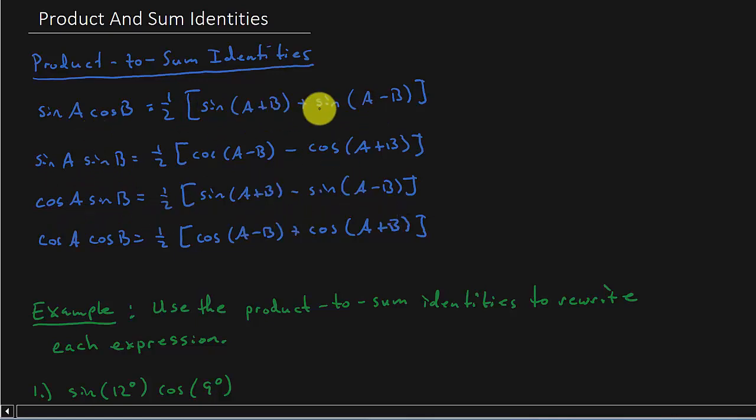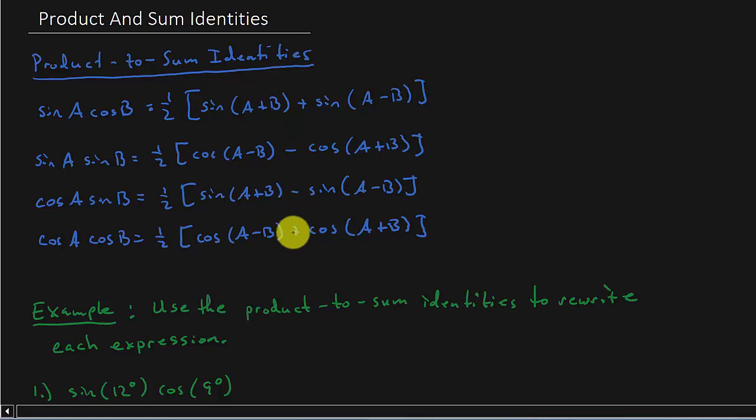So I'm not going to read through the formulas. You can look at them, but basically on the first one, sine A cosine B is equal to 1/2 times sine A plus B, you add the two angles, plus sine A minus B, this angle minus this angle. And then the other formulas are similar.